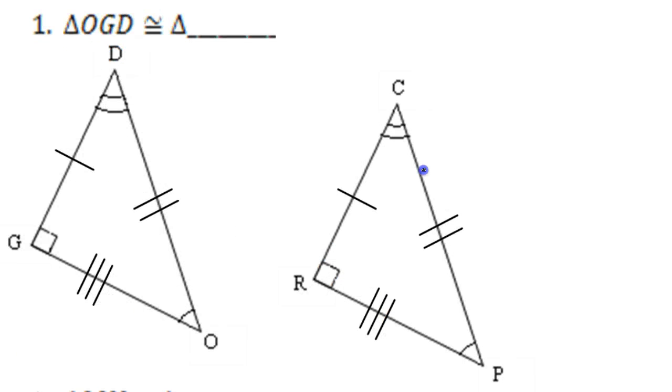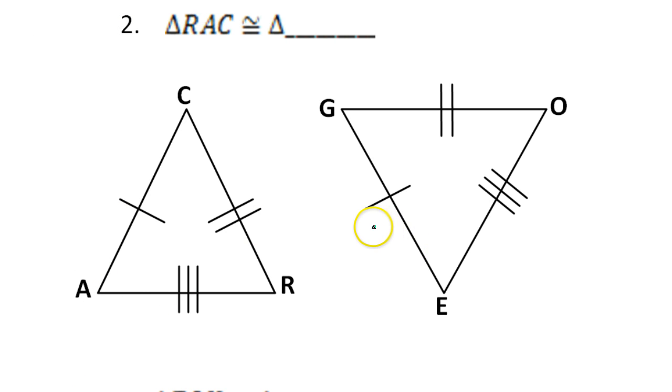Alright, for problem number one, we just need to complete this congruence statement. So triangle OGD is congruent to triangle what? Well, looking at how these are marked, it should be pretty easy. Angle O is marked congruent to angle P. So we started with O, so in the second triangle we'll start with P. Next comes G, which is a 90-degree angle, which is R. And that leaves D, which is the same as C.